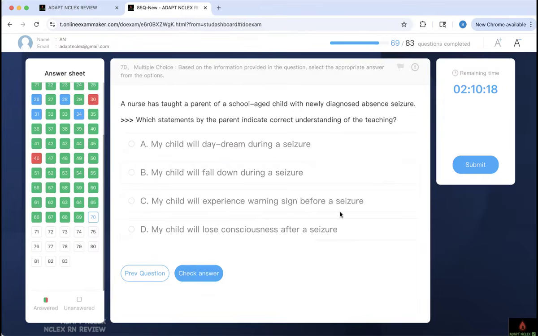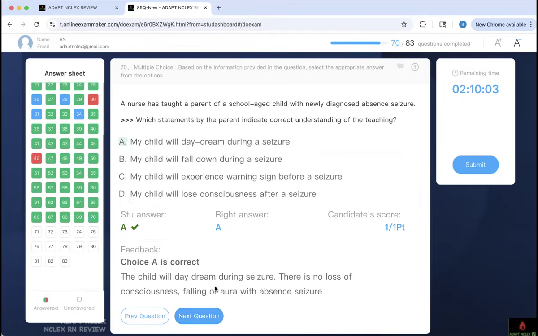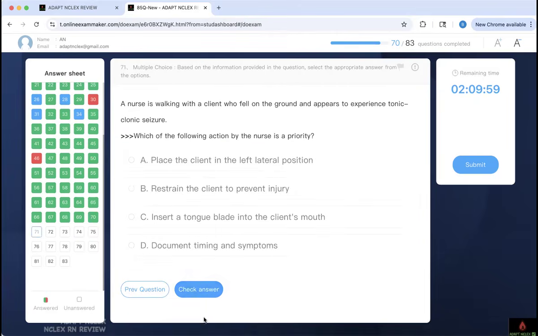What do you think? Absence seizure, there's a name for it. Absence seizure is a stare. You stare, you stare, you stare. You don't fall, you blink, and you daydream. Excellent. That's all. You don't have loss of consciousness. You don't fall down, nothing.